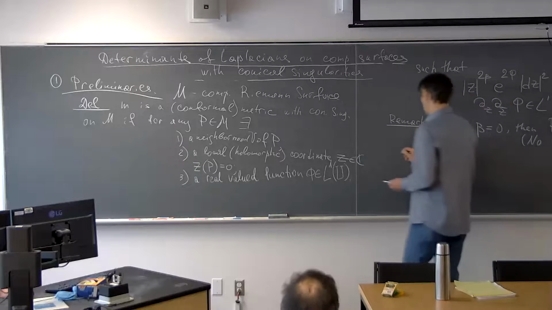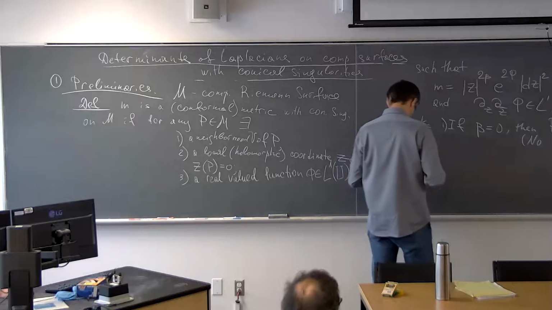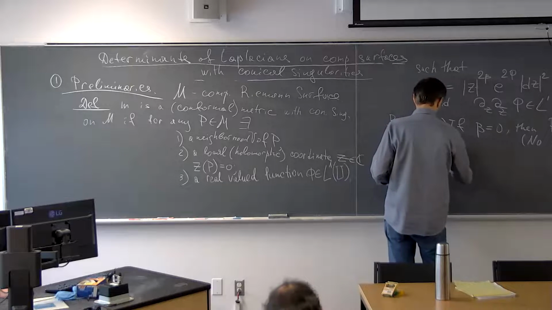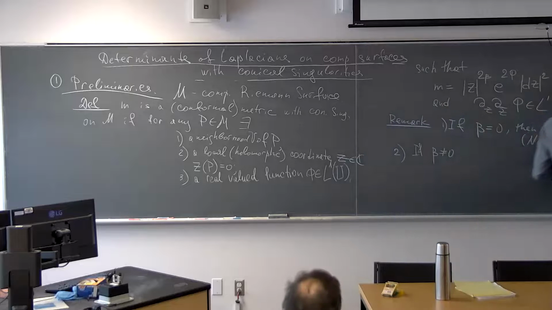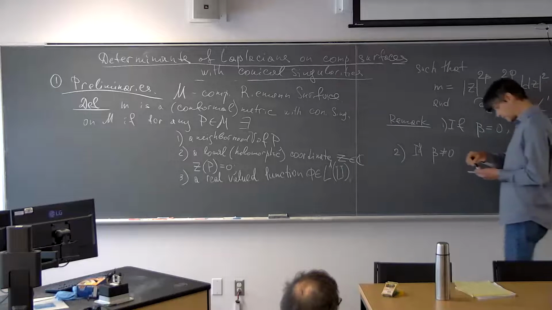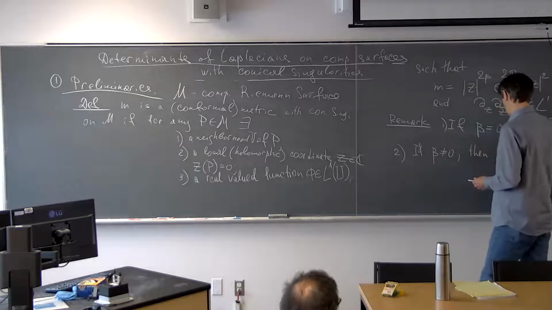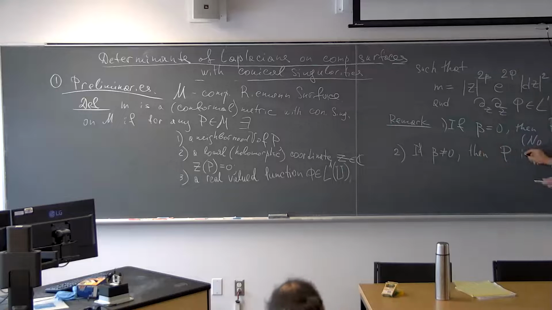No conical singularity. Second thing, if beta is not zero, and it's required that it's greater than -1. So if it's not zero, then this point P is a conical singularity. So it's a conical singularity of order beta. Again, it's always greater than -1.